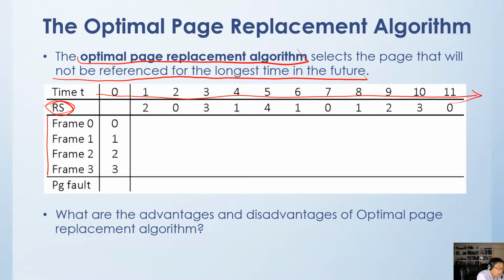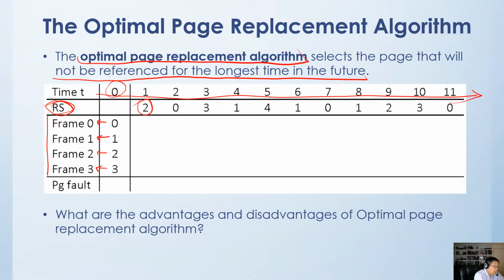Okay, so the first page we will reference is page 2. Initially, that's time 0. Initially, page 0 is mapped to frame number 0. Page 1 maps to frame number 1. Page 2 maps to frame number 2. Page 3 is located in frame number 3. So the memory is full, right?